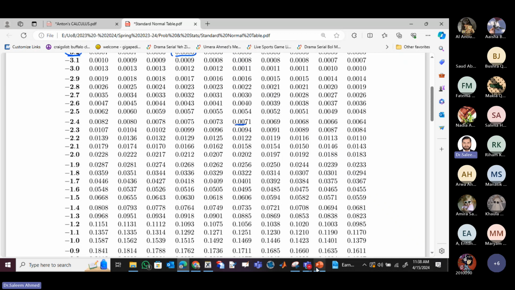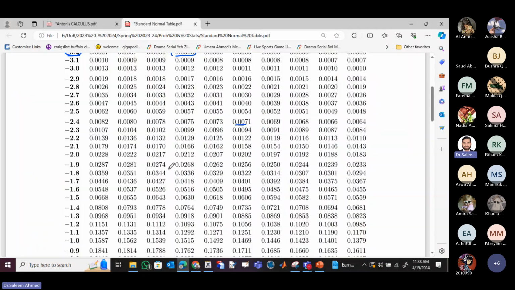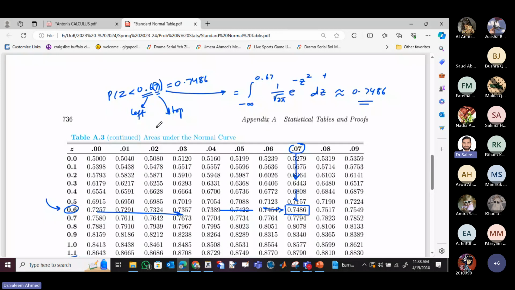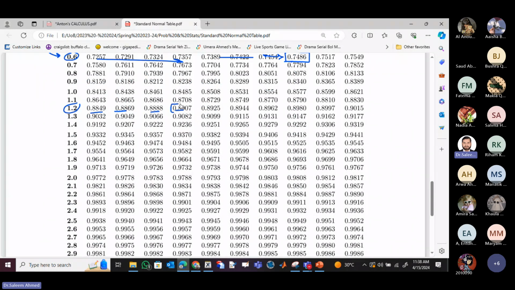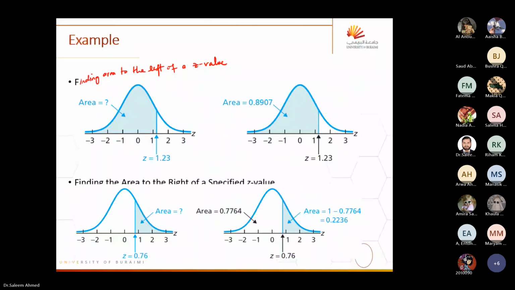So what was that value here? 1.23. If I look at 1.23 in the table, you look at 1.2 here, and this is 0, 1, 2, 3. We start from 0, so don't count the third column. The third column is 0.02. The fourth column is 0.03. So 1.23 is this fourth column, 0.8907. And you can see here it is 0.8907. So this is the area here.